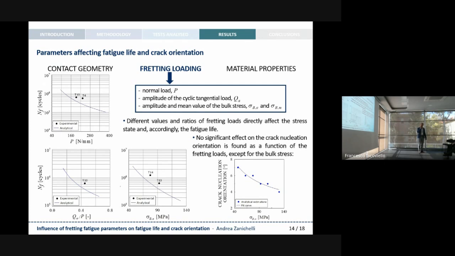We can see some examples in the 3 graphs on the left part, where the fatigue life is plotted against the normal load, the amplitude of the cyclic tangential load, and the amplitude of the bulk stress. No significant effect on the crack nucleation orientation is found by applying the present methodology as a function of the fretting loads, except for the bulk stress, as you can see in the figure here on the right, where the crack nucleation orientation decreases if the amplitude of the bulk stress is increased.